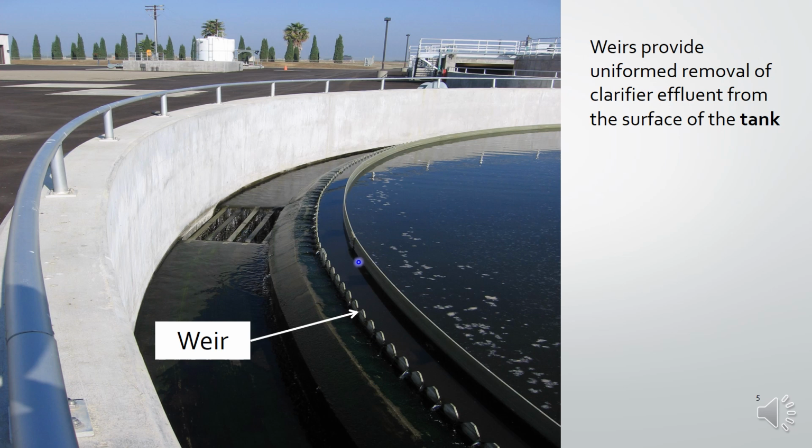Okay, so this weir will provide uniform removal of clarifier effluent from the surface of the tank. So the influent will be coming from the bottom, from the center, and the effluent will be going out from the edges of the tank, from the surface of the tank.